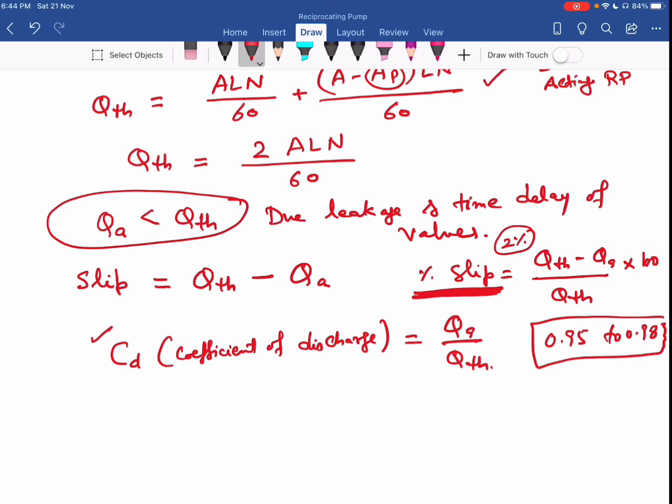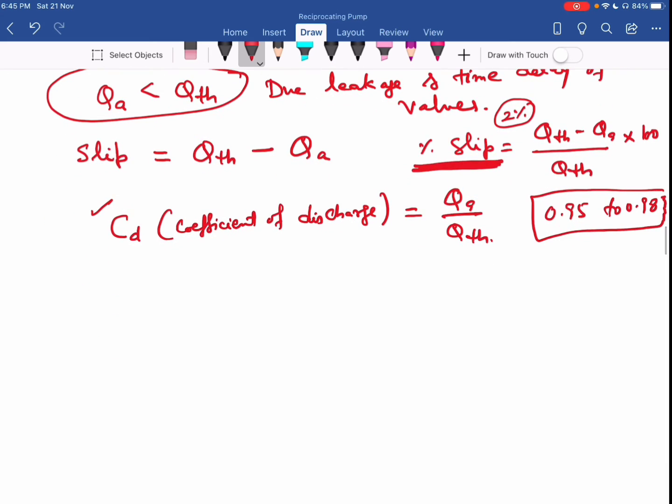Now, in case of a reciprocating pump, it is not always true that my actual discharge is less than the theoretical discharge. So you can say in case of a reciprocating pump, we have negative slip also. So when there is a negative slip, my QA is greater than QTH. That means the actual discharge is more than the theoretical discharge.